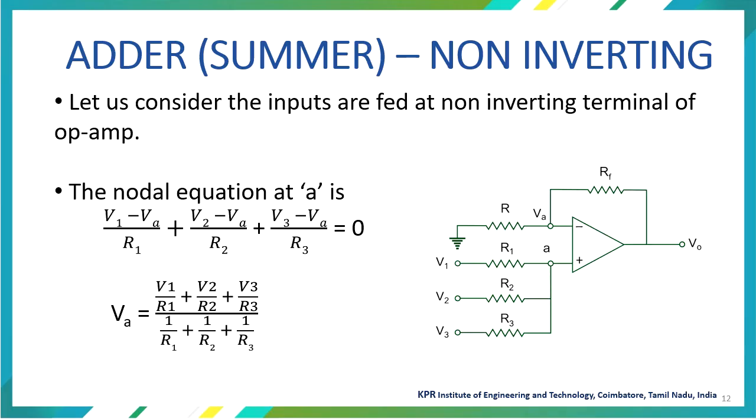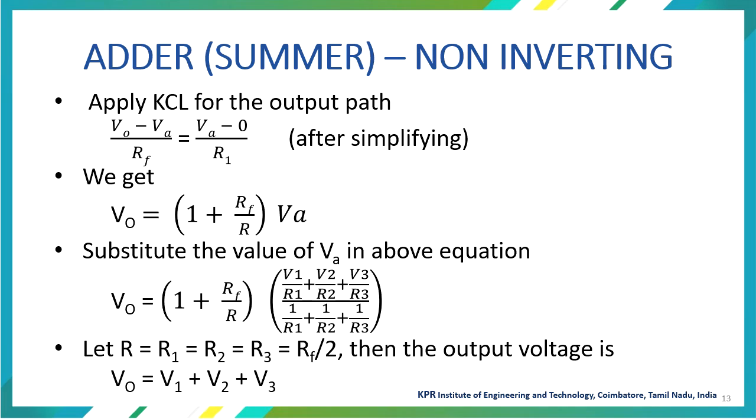So VA will be equal to, the numerator will be V1 by R1 plus V2 by R2 plus V3 by R3. The denominator will be 1 by R1 plus 1 by R2 plus 1 by R3. Now let us consider the output path for the analysis. If you are applying Kirchhoff's current law for the output path, the equation will be (V0 minus VA) divided by RF equal to (VA minus 0) divided by R1.